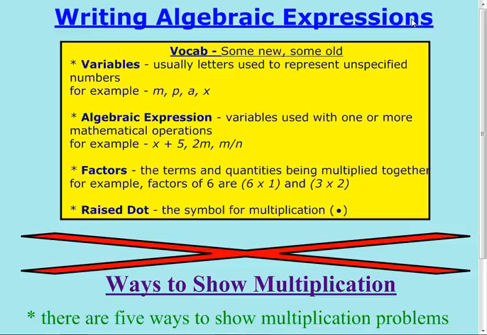Okay, the first word here is variables. And you have this all written down, but we need to understand this vocabulary. And a variable is something that changes. The weather in Minnesota is variable, right?